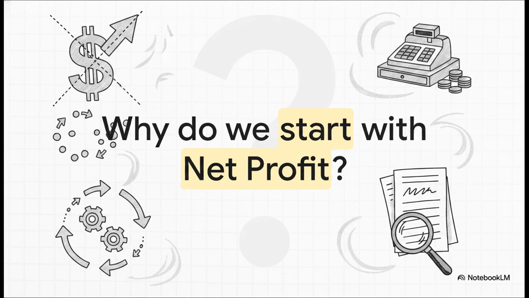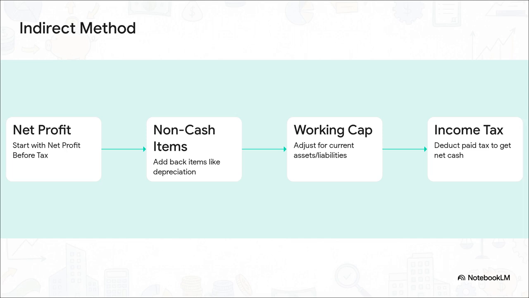But wait, didn't we just say profit isn't cash? We did. But the income statement is a great starting line. We just have to strip away all the non-cash illusions that accrual accounting put into it. Here's the brilliant logic of how we do that. Step 1. Start with that net profit before tax. Step 2. Add back your non-cash items. Take depreciation, for example. It lowers your net profit on paper, but you didn't actually write a physical check for depreciation this year, right? So you add that money right back.